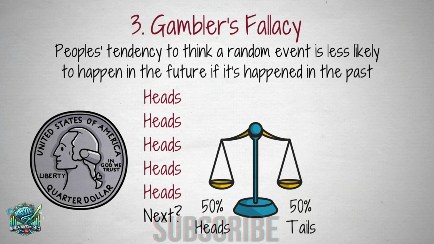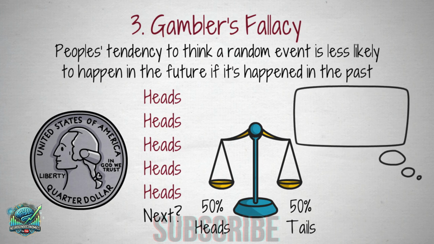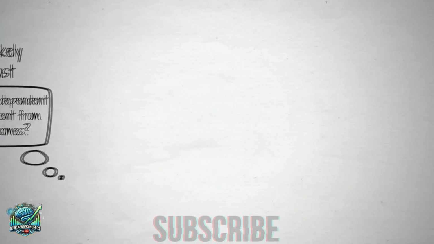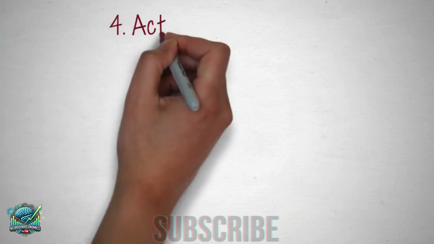To avoid this bias, ask yourself, is this event dependent or independent from past outcomes? In other words, am I judging a random event by unrelated historical events? If I didn't know anything about past performance, would I still make the same choice?